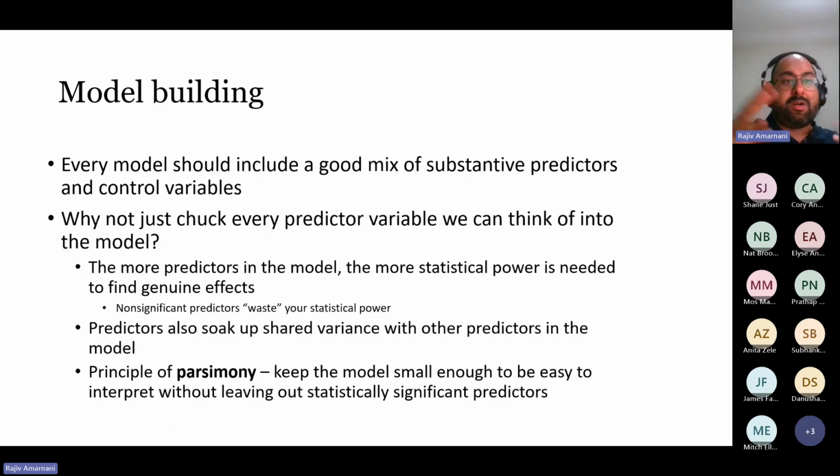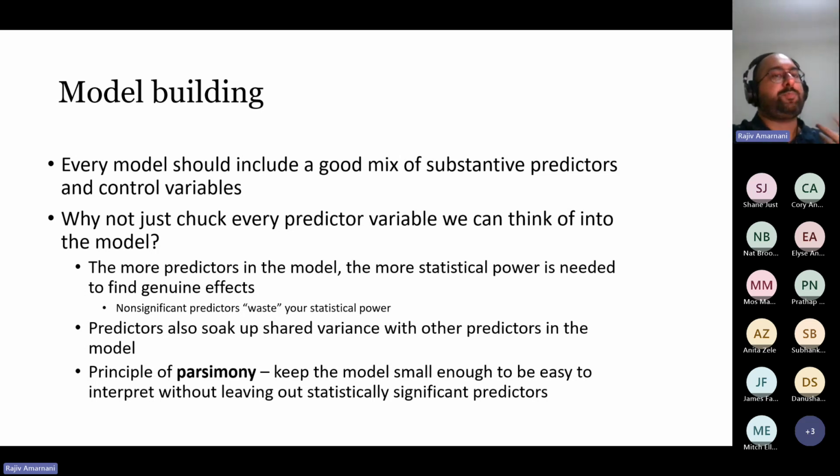So remember how when we ran the power analysis, as we dropped predictors, we got more and more power. We can find smaller and smaller effects. This is why we don't chuck every predictor we can think of into a regression model, because the more predictors are in your model, the less power you have, or you are kind of hamstrung. You can't find smaller effects. And this includes the predictors that are not statistically significant. They kind of waste your statistical power. You're kind of wasting it on these effects that are basically indistinguishable from zero. The predictors also soak up shared variance with other predictors in the model, that overlap that they have.